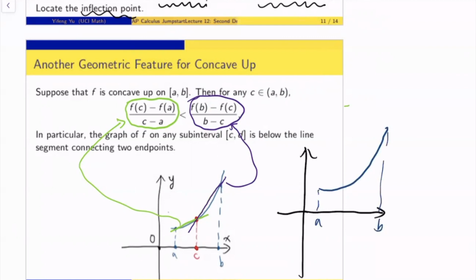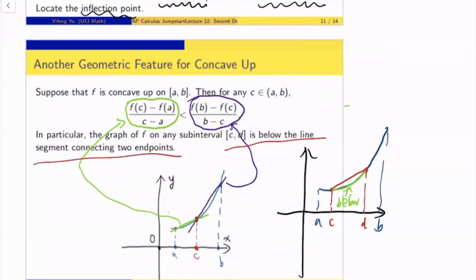Now, if I choose a point in between, so this is C and D, you see, if I draw the line segment connecting these two points, then this portion of the graph is below it, right? The portion of the graph between the two points is below the line segment connecting the two points. So that's what we put here.